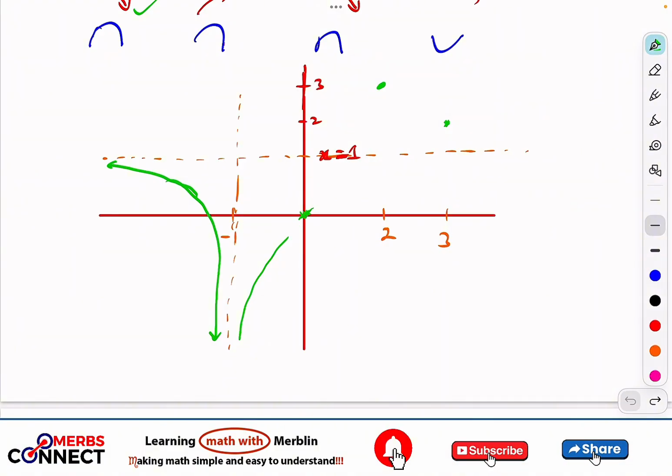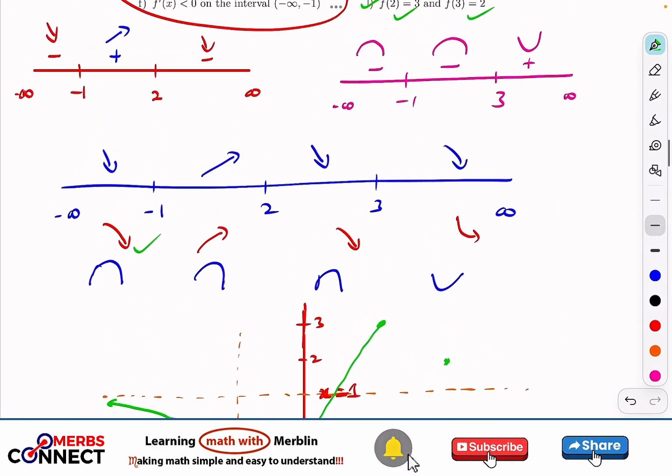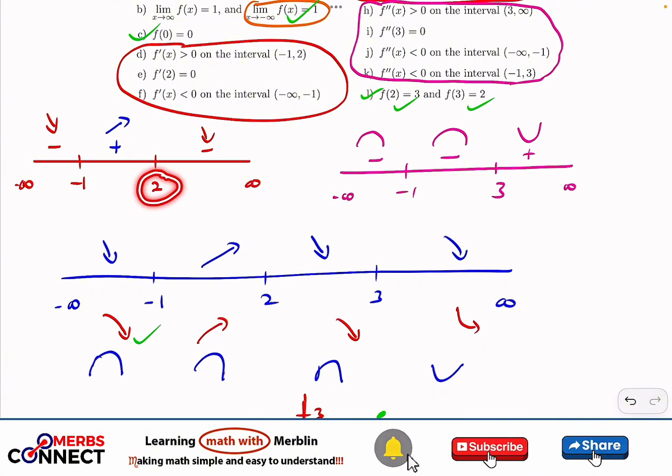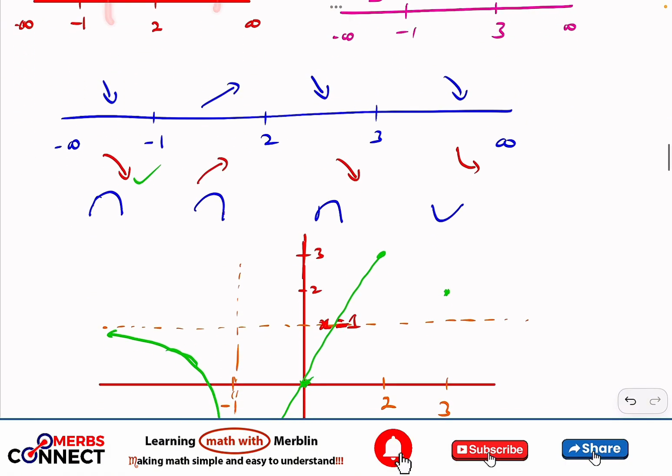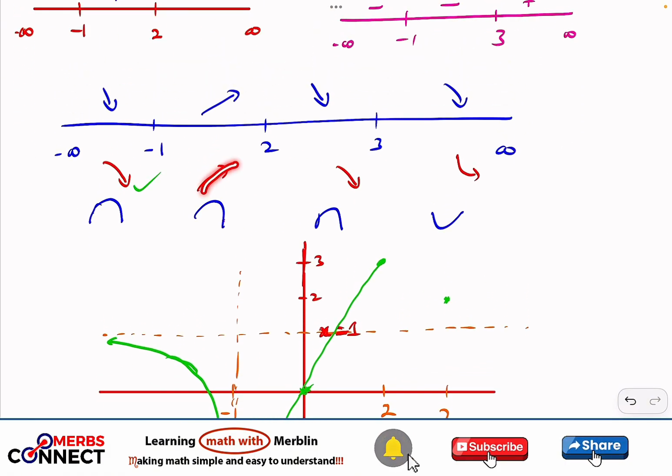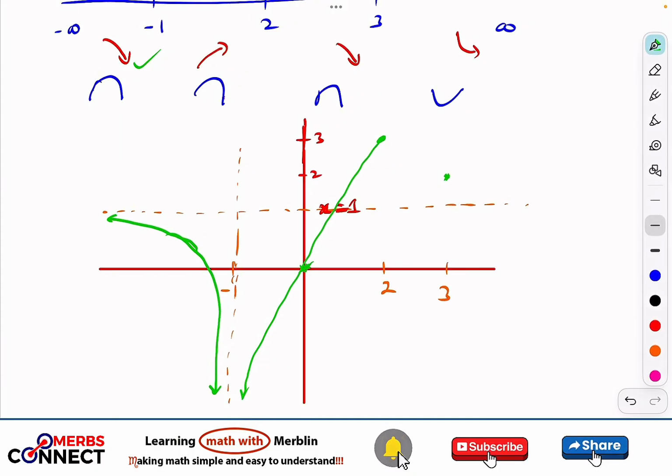Oh, this is not nice. Oh, why am I not passing the origin? Okay, good. This is passing the origin now. But don't forget, at 2 we have a maximum, right? At 2 we have a maximum. That's the reason why this goes up and starts decreasing, because we have a maximum. So at 2 we will start decreasing.